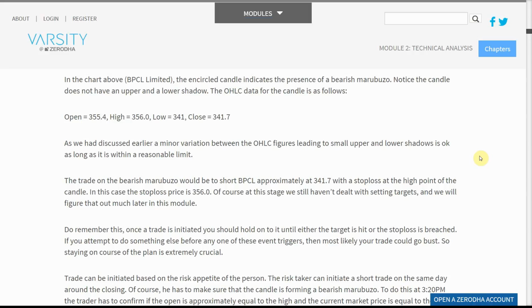The trade on the bearish Marubozu would be to short BPCL approximately at 341.7 with a stop loss at the high point of the candle. In this case, the stop loss price is 356.0. Of course, at this stage we still haven't dealt with setting targets, and we will figure that out much later in this module. Do remember this. Once a trade is initiated, you should hold on to it until either the target is hit or the stop loss is breached. If you attempt to do something else before any one of these event triggers, then most likely your trade could go bust. So staying on course of the plan is extremely crucial.